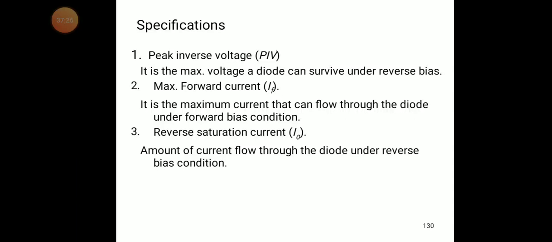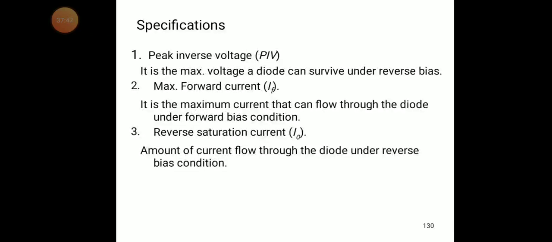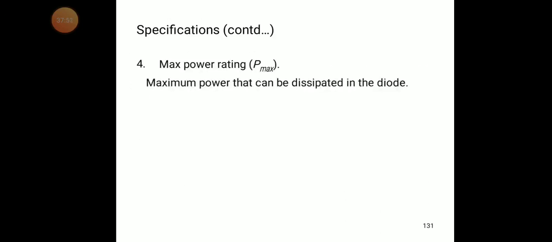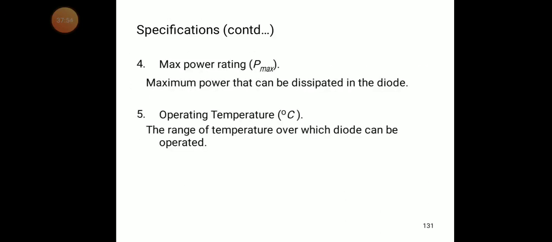Next one is the reverse saturation current. This is the amount of current flowing through the diode under reverse bias condition. This maximum amount of current under reverse condition is called the saturation current. These are the important ones: peak inverse voltage, maximum forward current and reverse saturation current. The next one is the maximum power rating.